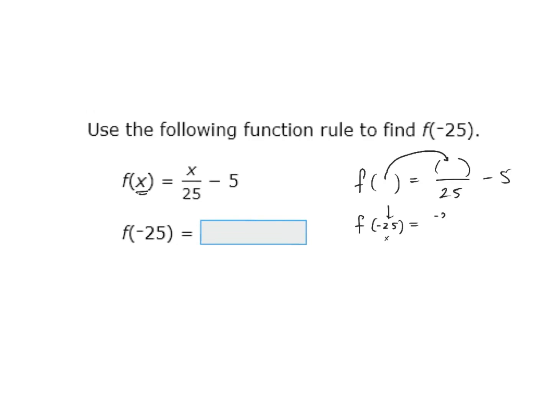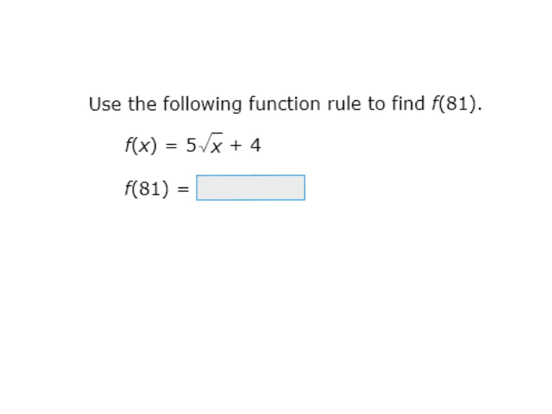So I end up with negative 25 over 25 minus 5, which gives me a negative 1 minus 5, or a negative 6. It's simple enough. We're plugging in here, and this is just when we're plugging in integers or numbers. Whatever is in here is going to go where my x is. It's a function of x. Now it's a function of 81. So I could just do 81 plus 4, 5 times 9.